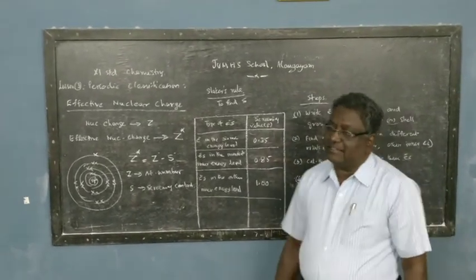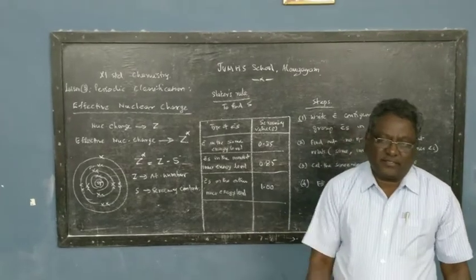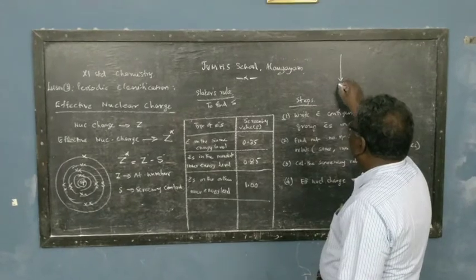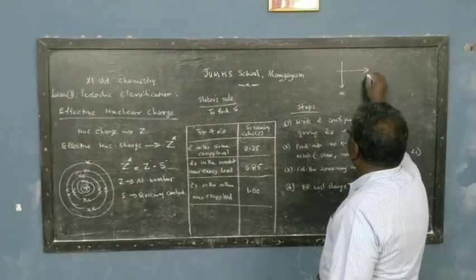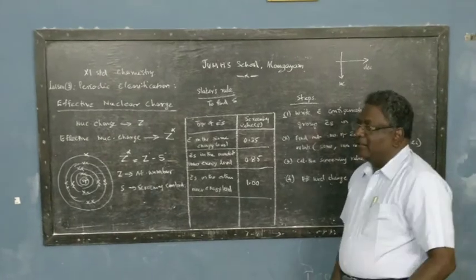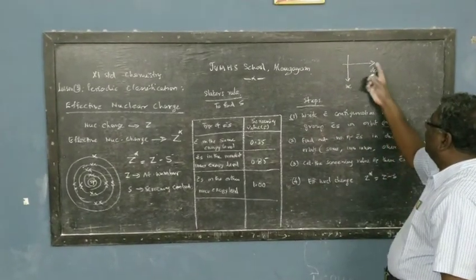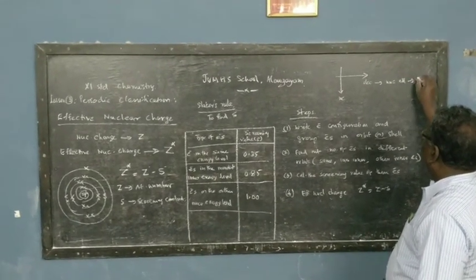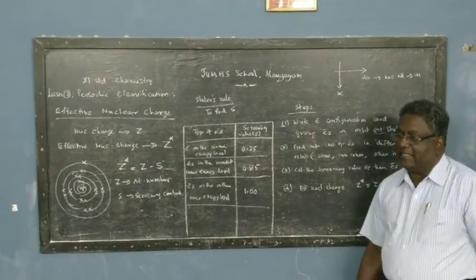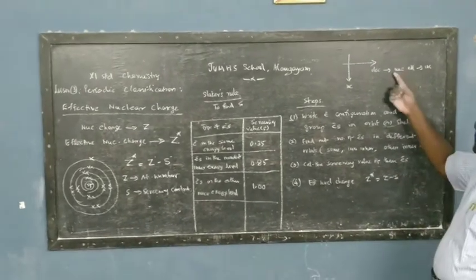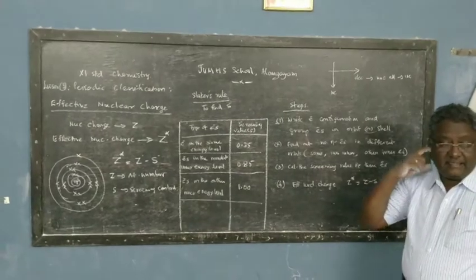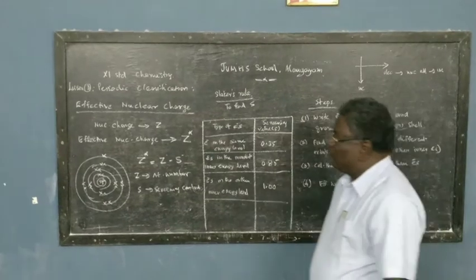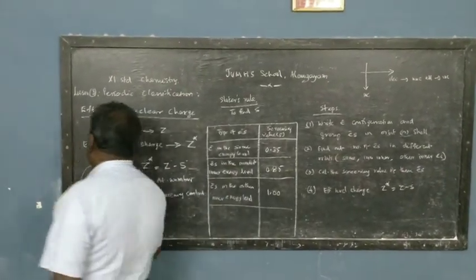So in the third lesson, yesterday we discussed the periodic properties. The first periodic property: in the group, the atomic radius is increasing. In the period, the atomic radius is decreasing. While decreasing the atomic radius, we gave the reason that nuclear attraction increases and therefore the atomic radius decreases. So as far as the nuclear attraction is concerned, the nuclear attraction is decided by one more factor, which is called effective nuclear charge, right?